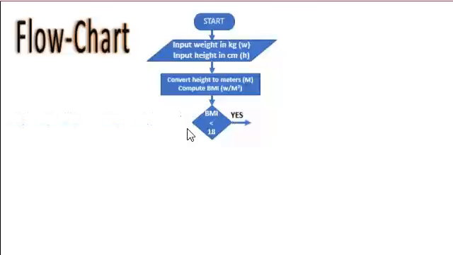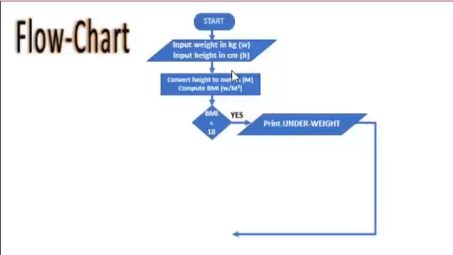If yes, if the BMI is less than 18, then again here we are not processing anything, so we are using this input output symbol. We are just printing "you are underweight." Then we are using the arrow again and going to the terminator. We are using the terminator symbol for stop.